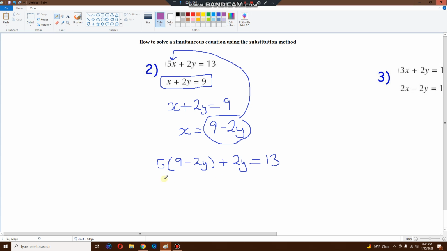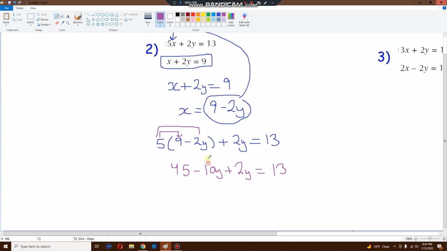Distributive property, let's multiply all out. 5 times 9 is 45. 5 times minus 2y is minus 10y. Plus 2y is equal to 13. We have like terms, minus 10y plus 2y, so that becomes 45 minus 8y is equal to 13.